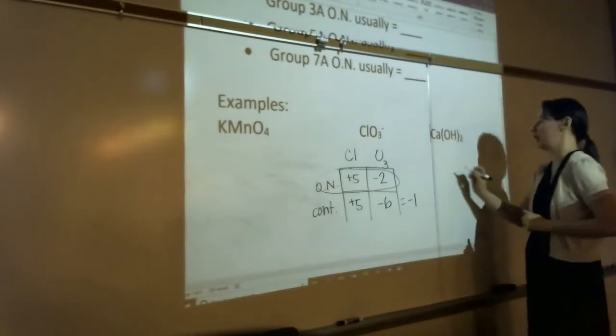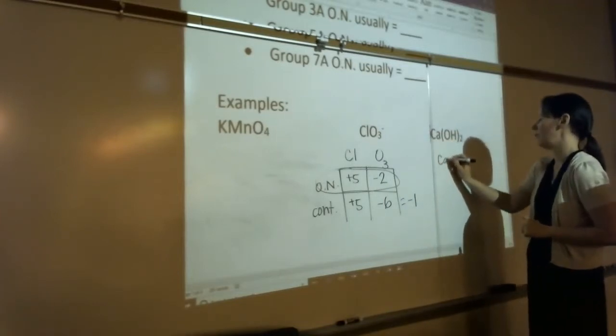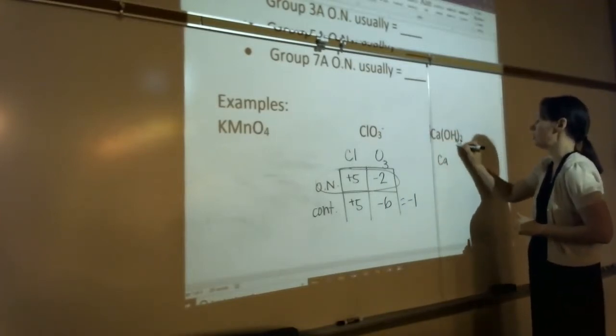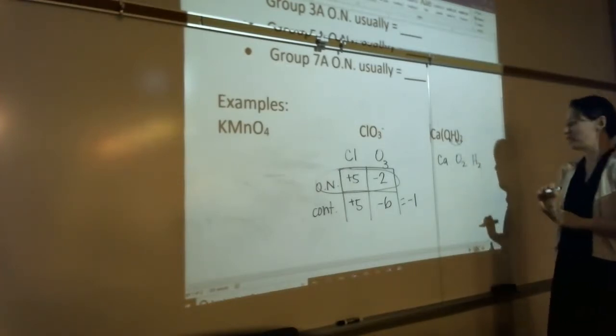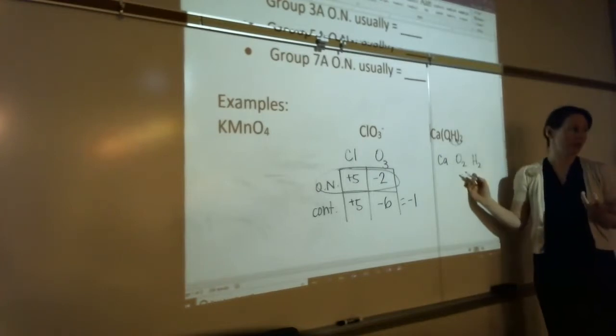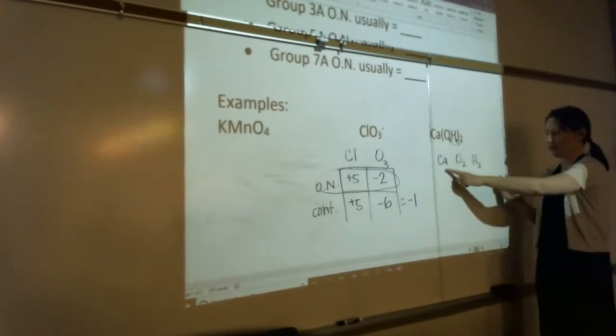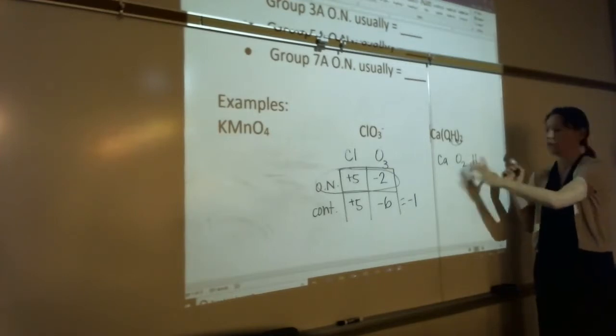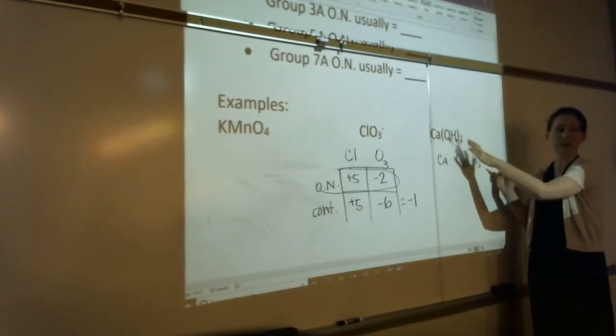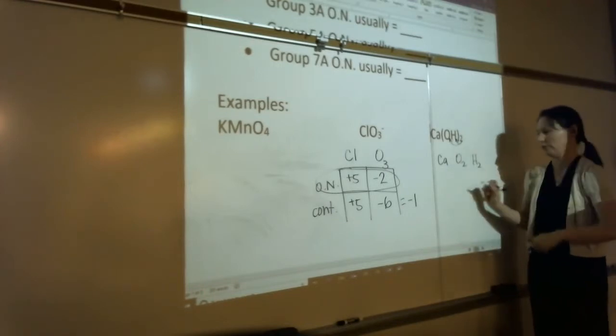Now for your chart, if you want to go ahead and distribute that too and write it like this, that's fine, but just know that that's not a correct formula, right? If you write CaO2H2 on a test, I'll mark it wrong. But just for your chart, so you don't have to deal with that parentheses, you can go ahead and distribute that. Okay.